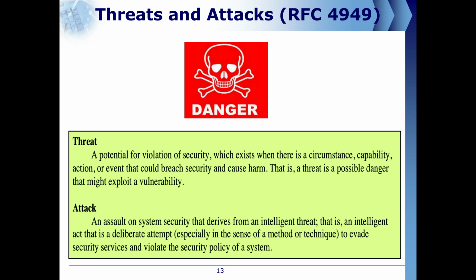Threats and attacks, RFC 4949. Threat: a potential for violation of security which exists when there is a circumstance, capability, action, or event that could breach security and cause harm. That is, a threat is a possible danger that might exploit a vulnerability. Attack: an assault on system security that derives from an intelligent threat. That is, an intelligent act that is a deliberate attempt, especially in the sense of a method or technique, to evade security services and violate the security policy of a system.